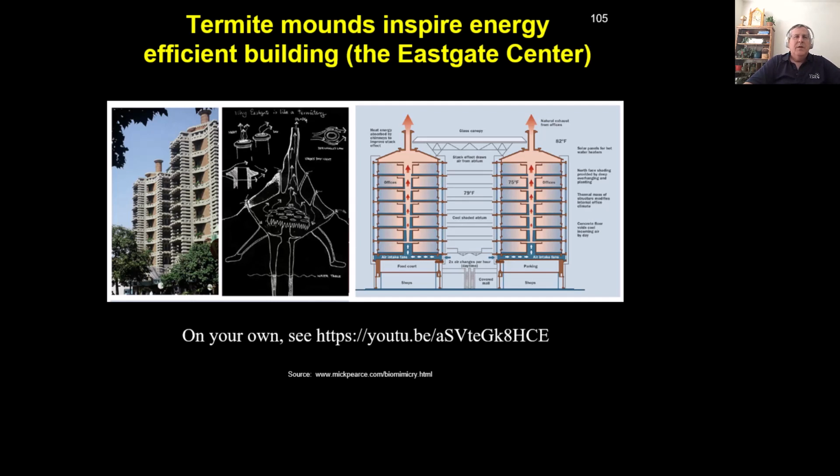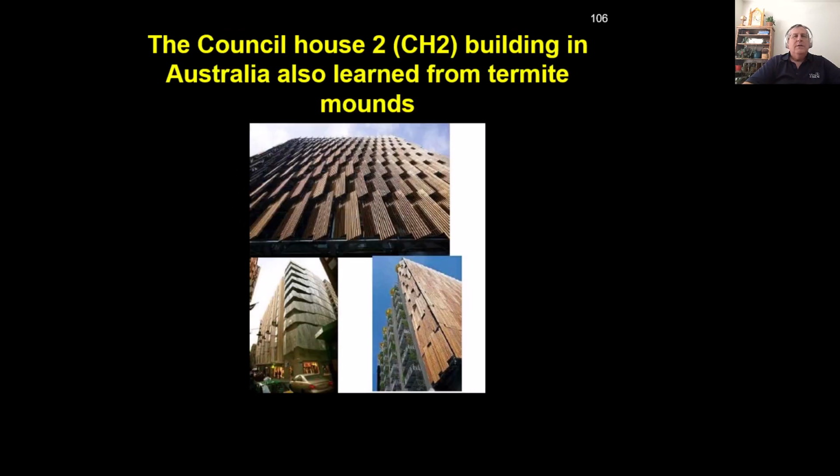So there's a number of buildings. Eastgate Center in Zimbabwe is shown on the left there. A number of other buildings have been inspired by understanding how termite mounds use natural circulation, natural heat sinks to be much more efficient. If I recall correctly, the Eastgate Center uses about 10% of the energy, not saves 10%, uses only 10% of the energy of a typical building of its capacity in terms of utilization space.